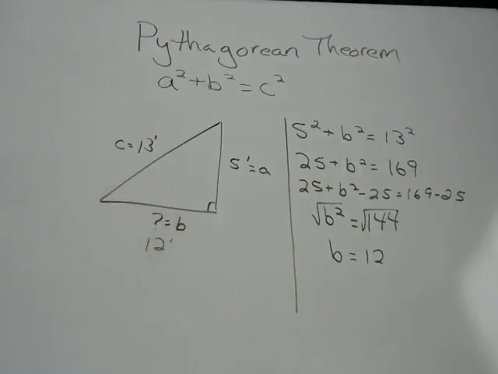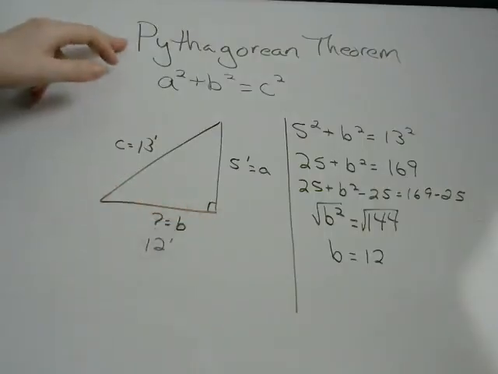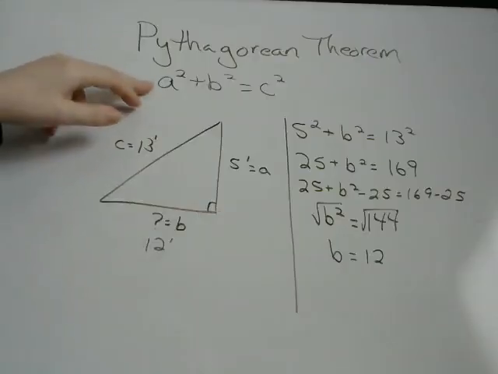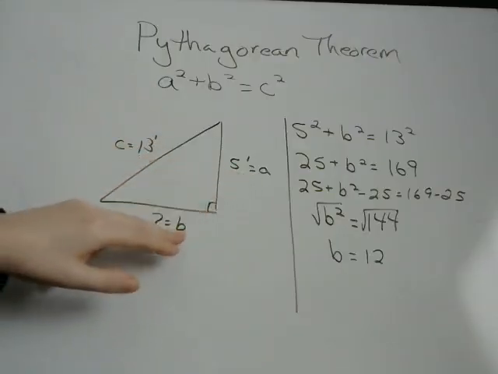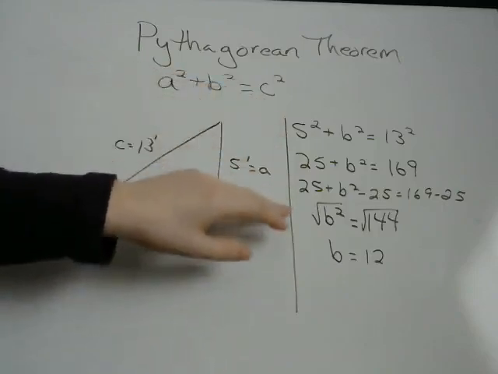So a key to this problem is when you see a right triangle, you should automatically think about the Pythagorean theorem. It's on your formula sheet. This is it, and you're just going to label each side of the triangle appropriately, plug the numbers in, and then solve the problem.